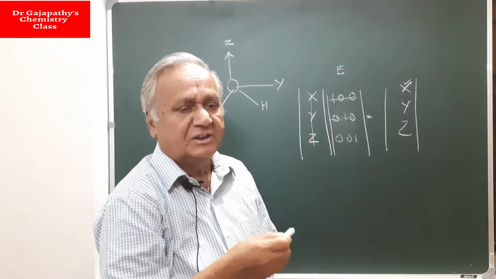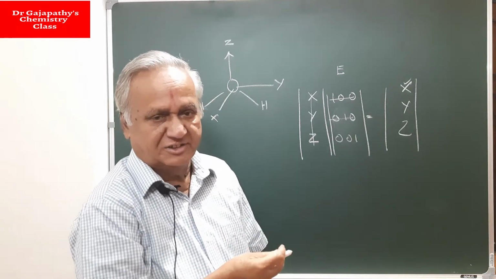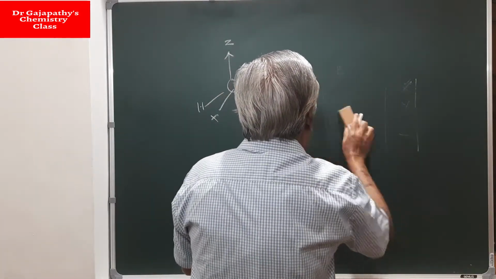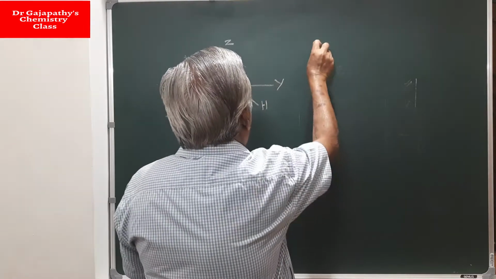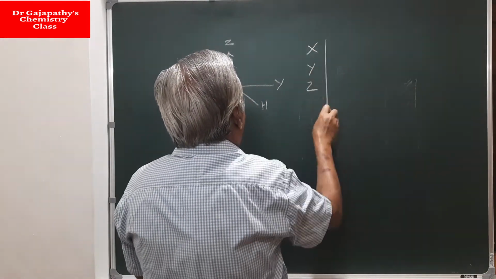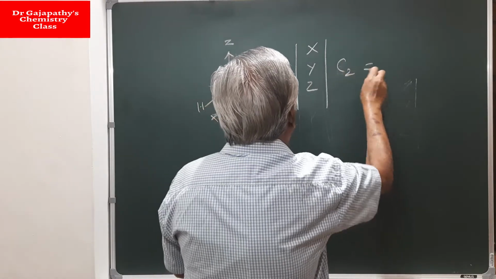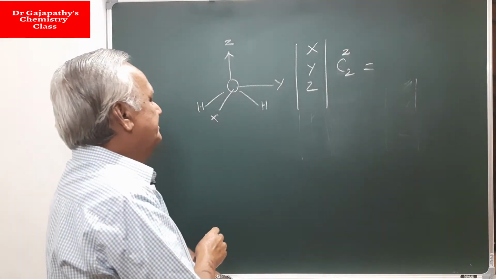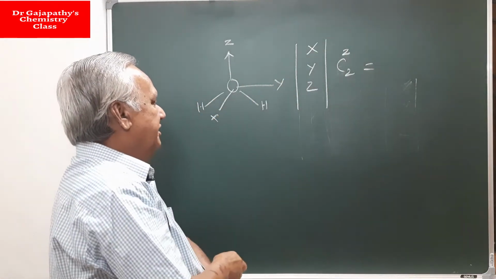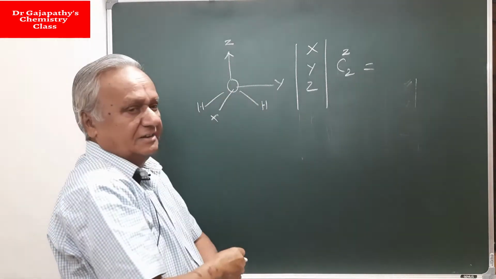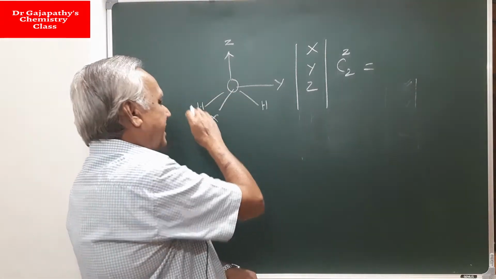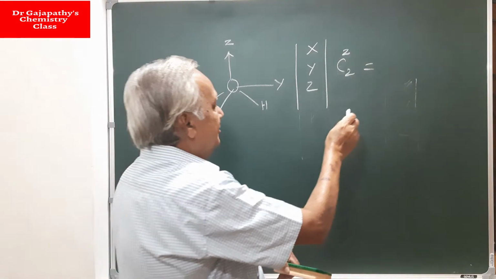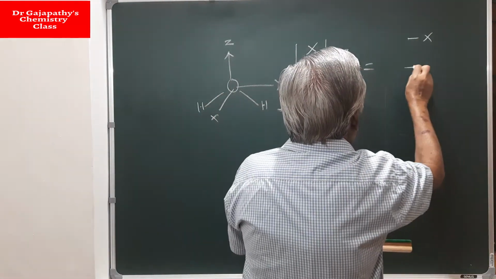Similarly, I am going to find out the transformation matrices for all the operations. Say, for example, I am performing a C2 operation, C2 using the z-axis as the axis. That means if I give a 180-degree rotation, x will go behind, it will become minus x, y will come this side, it will become minus y, and z will remain in the same position. So my final coordinates will be minus x, minus y, and z.